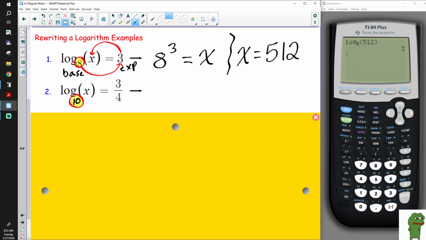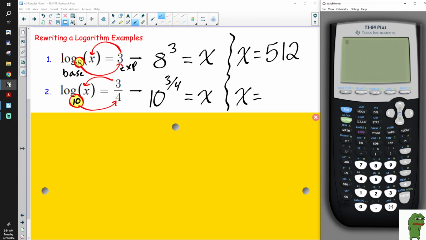That's our base. If I'm talking to myself while I do this problem, I am thinking 10 to the power of 3/4 is going to equal what? X. Our base to the power of our exponent equals our value. 10 to the power of 3/4 equals x.